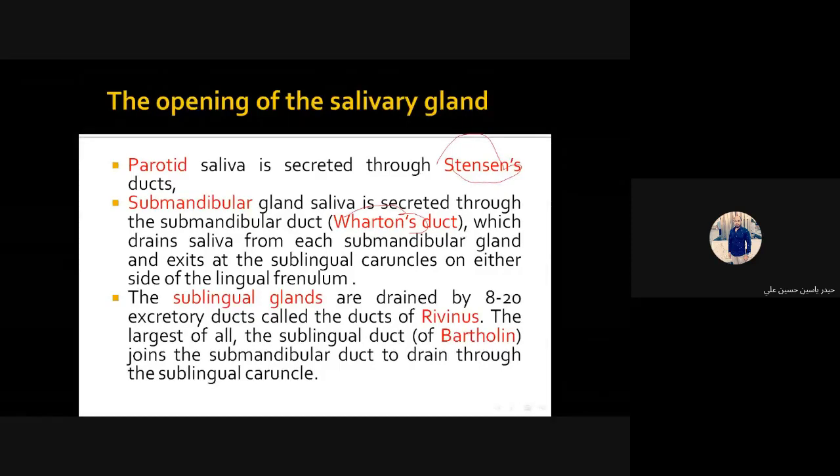Here we could demonstrate the different openings of the salivary glands: the parotid, the submandibular, and the sublingual gland.